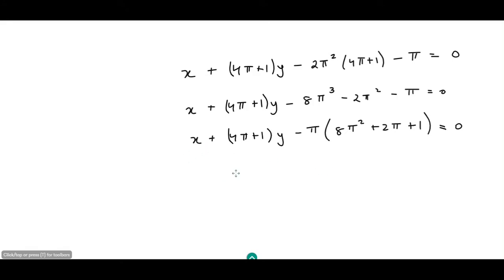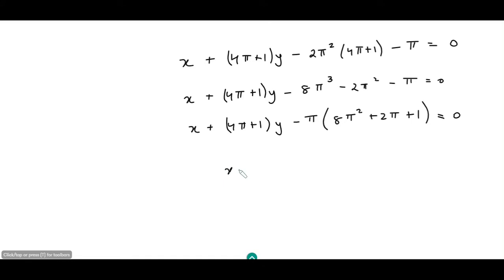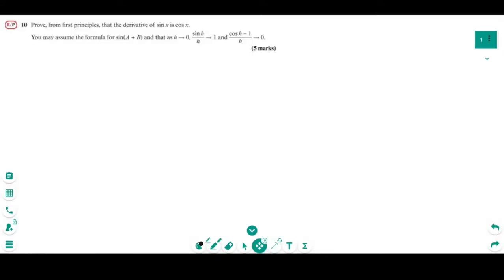And this is the equation of the normal to the curve at the point where the x-coordinate is pi. Okay, so let's have a look at question 10. Prove from first principles that the derivative of sine x is cos x. You may assume the formula for sine of a plus b, and that as h tends to 0, sine h over h tends to 1, and cos h minus 1 over h tends to 0.